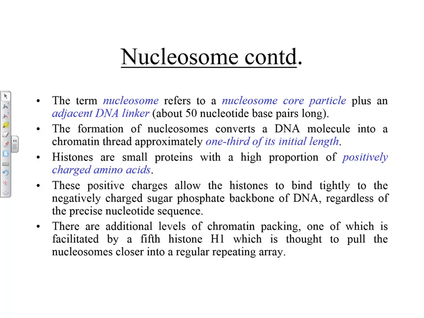Histones are small proteins with a high proportion of positively charged amino acids. Because of the positive charges, the histones can bind tightly to the negatively charged sugar phosphate backbone of DNA, regardless of the precise nucleotide sequence. Right? And there are additional levels of chromatin packing. This is just one level that we discussed. Some others are conjecture, some have been figured out, right? But the bottom line is that it is packaged really, really well, right?